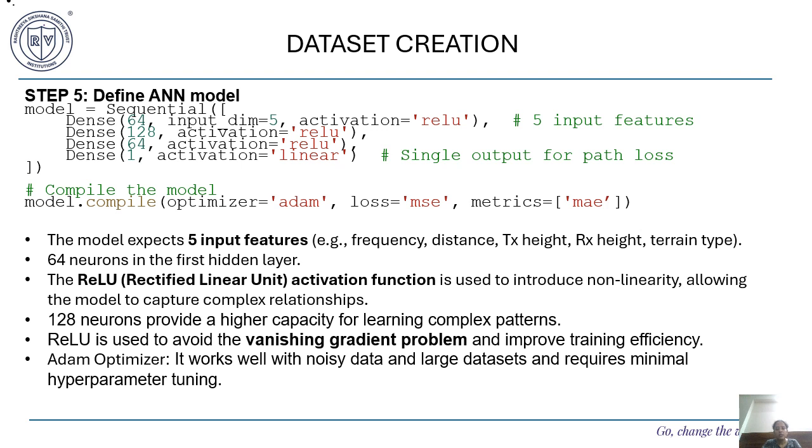The model is expected to take 5 input features and 64 neurons in the first hidden layer. The rectified linear unit activation function is used to introduce non-linearity, allowing the model to capture complex relationships. 128 neurons provide a higher capacity for learning complex patterns. ReLU is used to avoid the vanishing gradient and improve training efficiency.